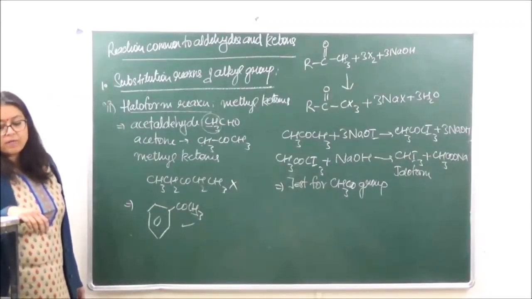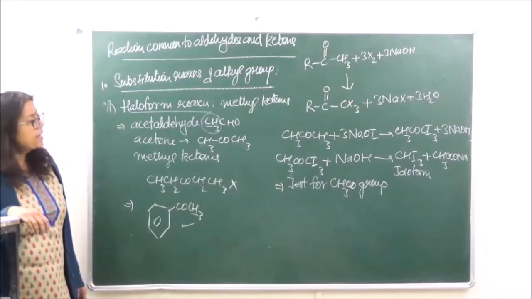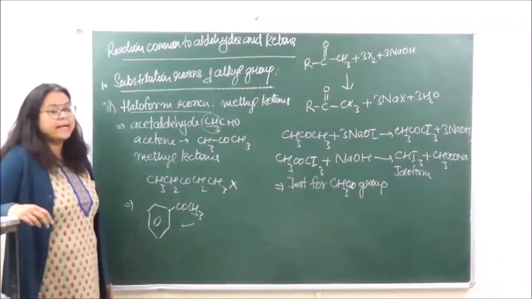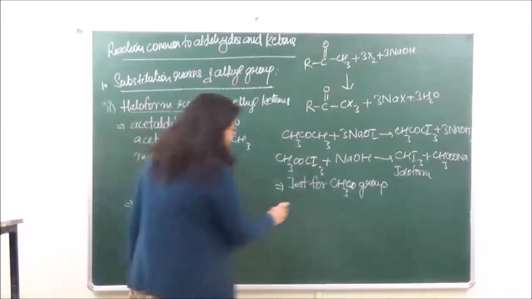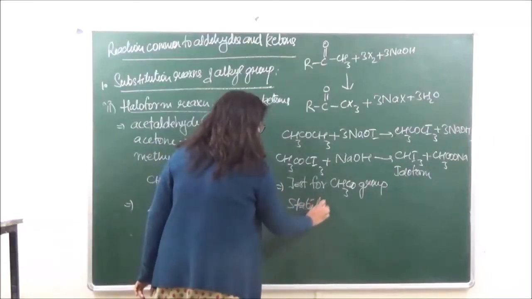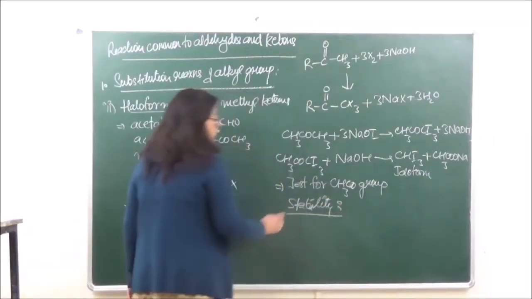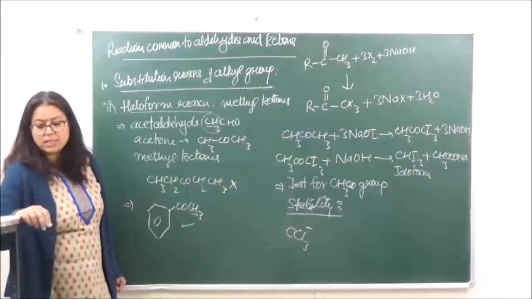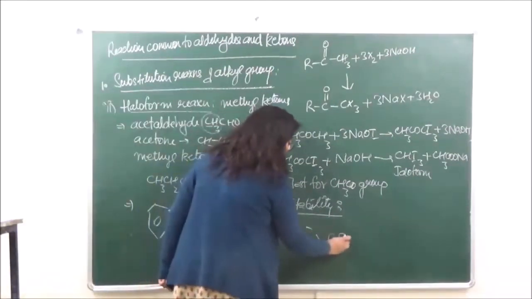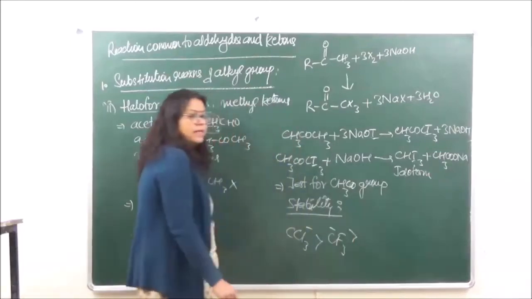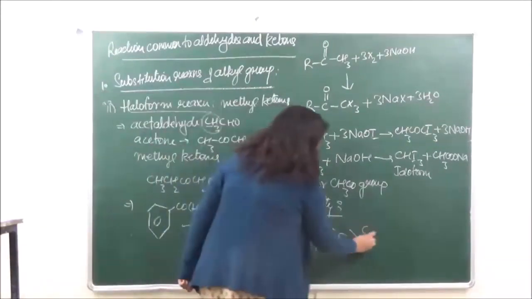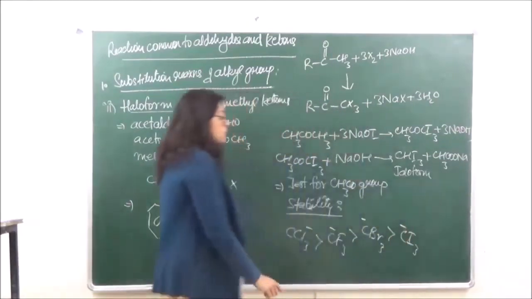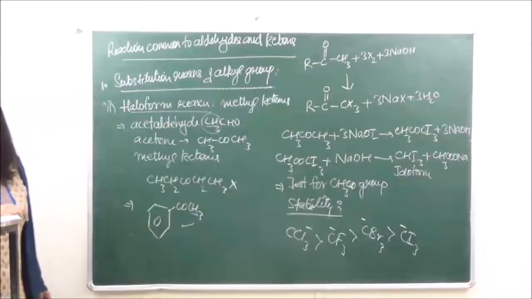Right? Now over here, when we are talking of relative reactivity of what is going to be formed as the halide, it is seen that the order of stability of the halide is going to be CCl3 negative most stable, then CF3 negative, then CBr3 negative. This is going to be the order of stability of the anions which are formed over here.